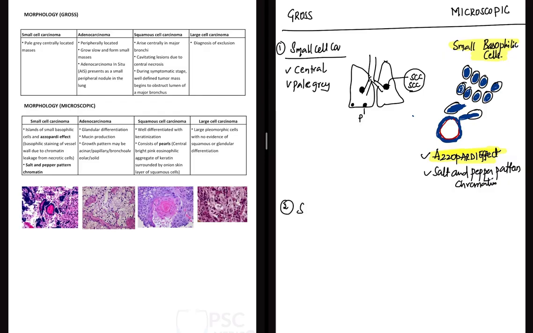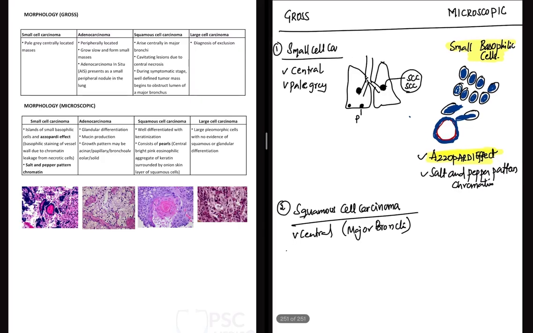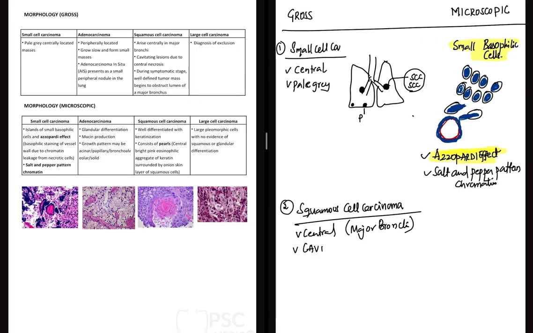The other entity commonly asked in the exam is squamous cell carcinoma. With regard to squamous cell carcinoma, as I said, both small cell carcinoma and squamous cell carcinoma are central. Major bronchi are involved in squamous cell carcinoma because it is majorly associated with smoking. Apart from being central, the lesions are also cavitating, as if there is a TB, and these are mostly obstructive lesions.